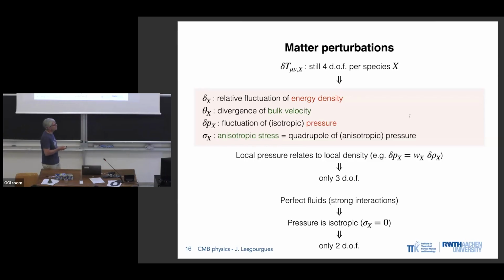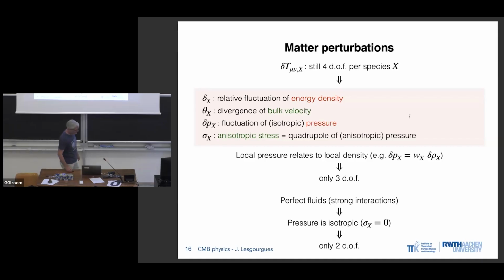And it means that we will be able to eliminate delta P as a function of delta rho. And delta rho is in the numerator of delta x. So it means that delta P will not be a free function. It will be possible to infer it from delta x. And then we go from 4 to 3 degrees of freedom per fluid.